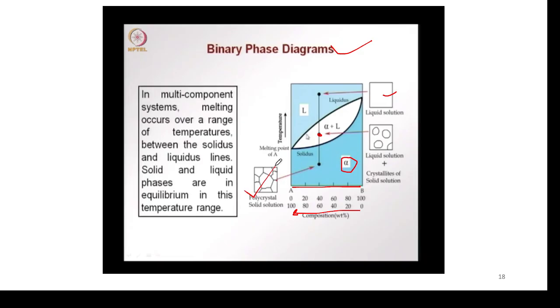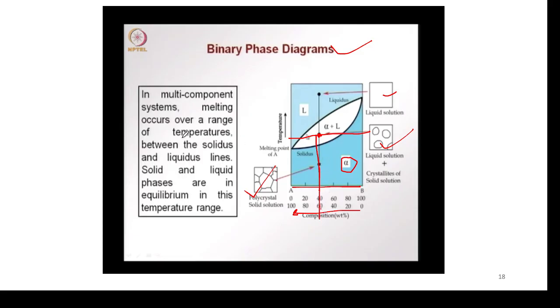Polycrystalline solid and liquid solution, where crystallites of solid solution are also present together at this level of temperature and this level of composition. At this location, if you want to see, the polycrystalline material will be 40% and the solid solution will be 60% at this location, right.